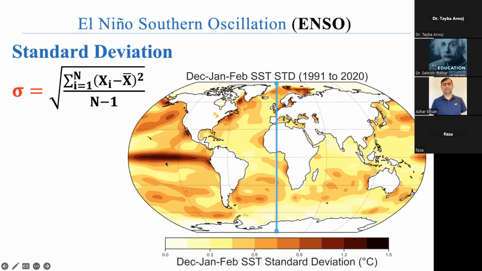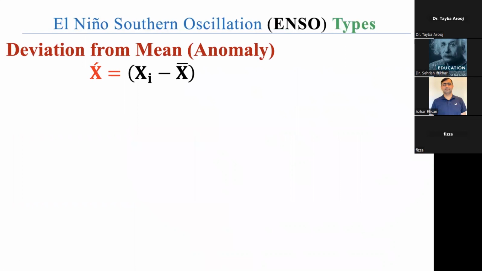Meaning that during the time of a year, this area can have values which go beyond the mean values. How does it look? Let's remove these square roots and things like that and look at the simple thing, which is deviation from the mean, the anomaly.